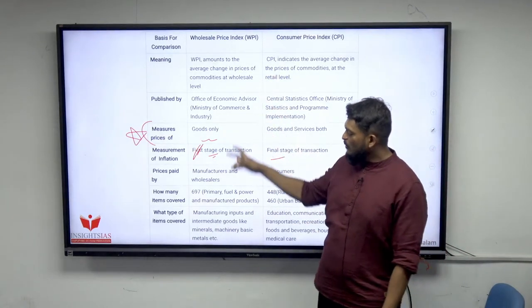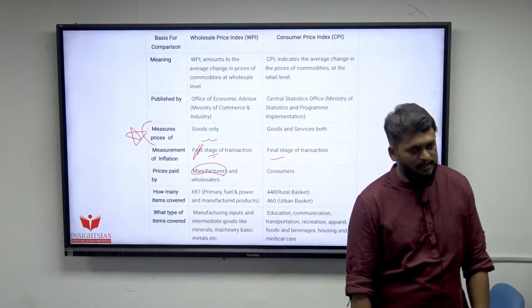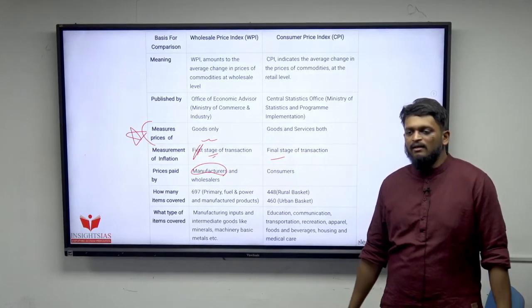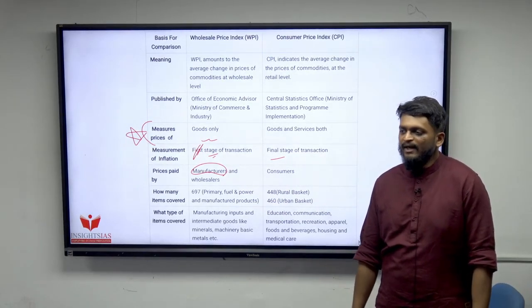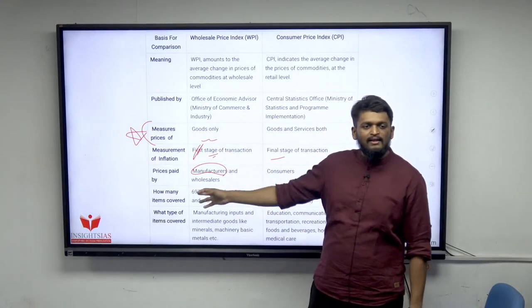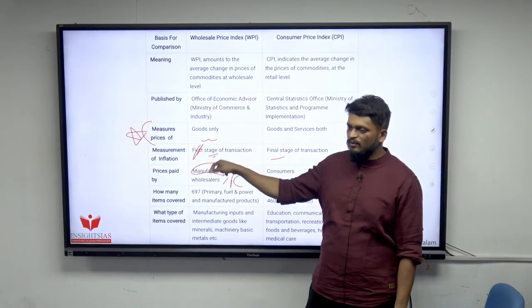Who will actually pay the wholesale price? Imagine cottage industries and small industries will also buy from wholesalers. Imagine a small candle making factory: they will buy the wax from a wholesale wax seller, some perfume from a wholesale perfume seller, and they will make candles. So manufacturers are also buying from wholesalers. Other smaller wholesalers are also buying from wholesalers. Even retailers are buying from wholesalers.